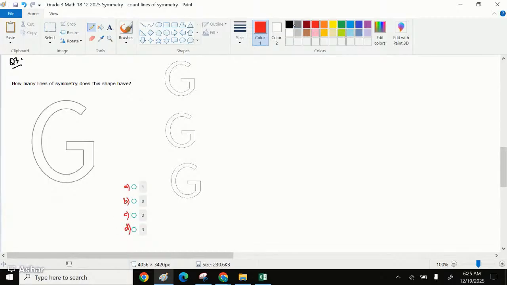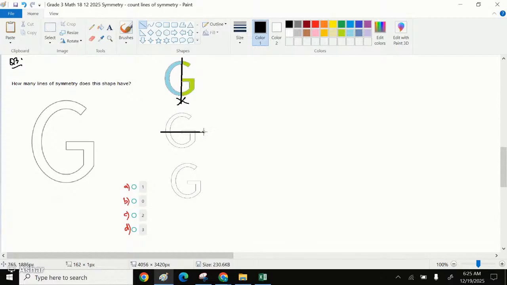Okay. So if the line is vertical, passing through the center, is the shape the same on either side? Is this shape equal to this shape? They're not the same, right? So this is not the line of symmetry. I'm just canceling it, making a cross over it. Let's look at the horizontal line.